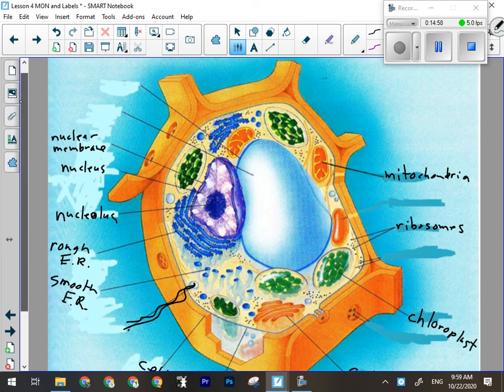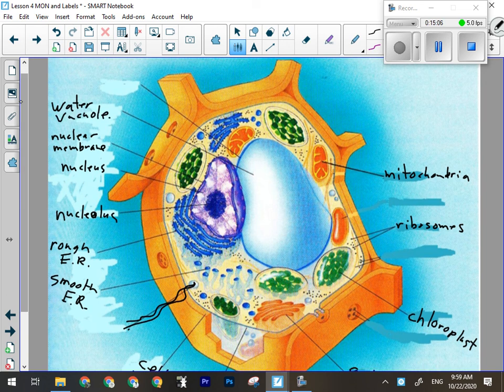This big thing here is our water vacuole, and it is also responsible for maintaining the shape of the plant cell. It supports it from within by exerting pressure from within. It would be kind of like a water balloon. The more water you put in the balloon, the stiffer it gets. That's what the water vacuole is doing. It's supporting the cell and pushing everything against the cell wall from the inside.